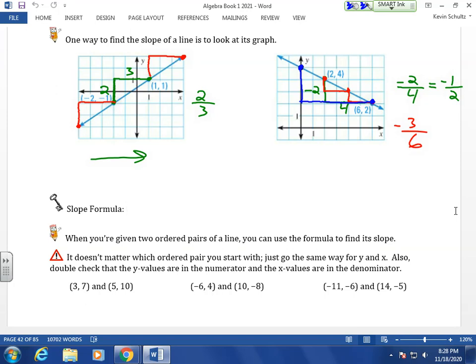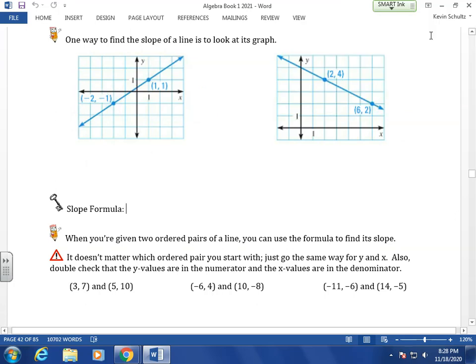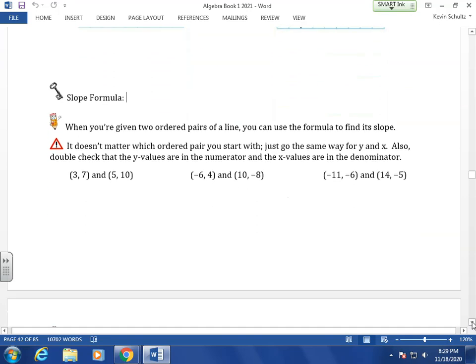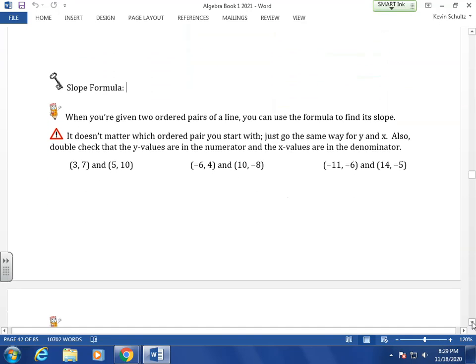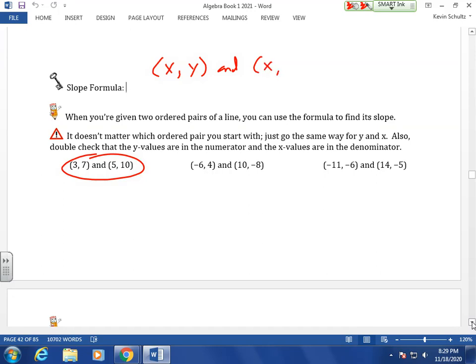If, however, you are given simply two ordered pairs, we have the slope formula to help us. So if you're given two ordered pairs, like you are here, I'll just give general ordered pairs, (x, y) and (x, y). When you actually do it, there'll be numbers plugged in, like you have in all three of these things here. But two ordered pairs, ordered pair (x, y) and ordered pair (x, y).